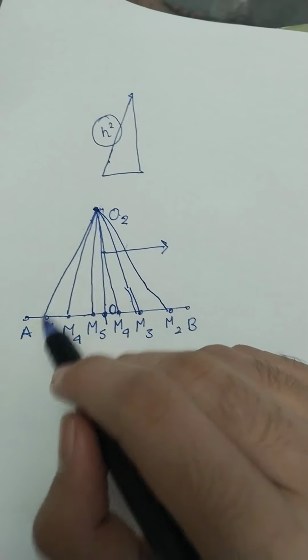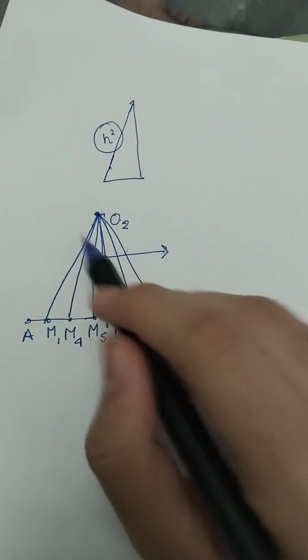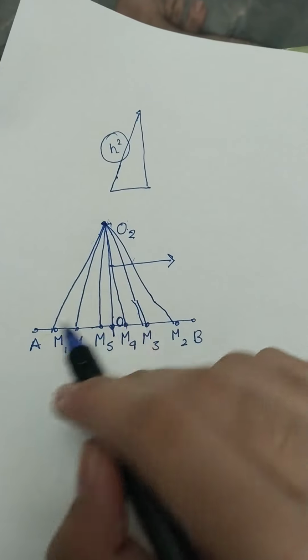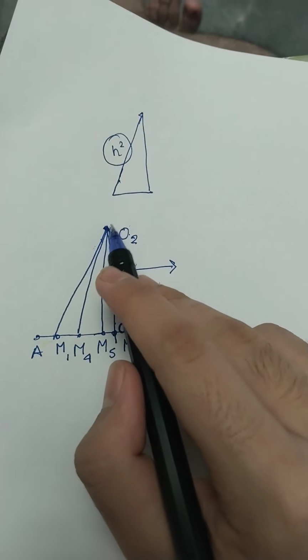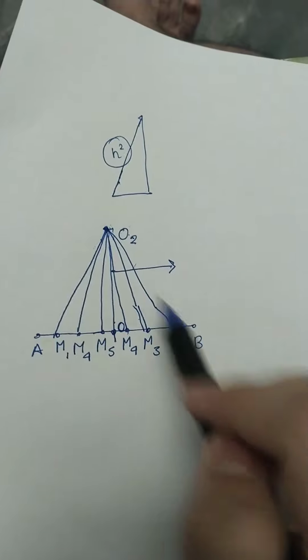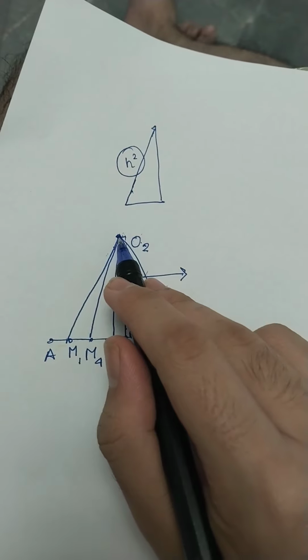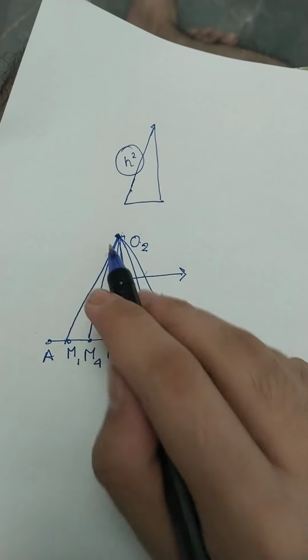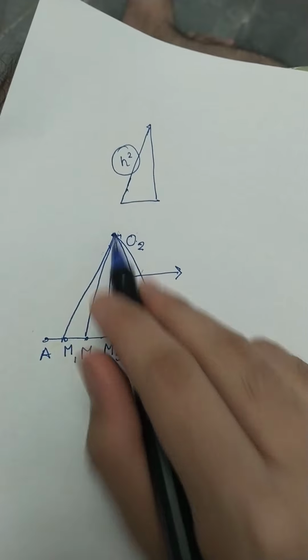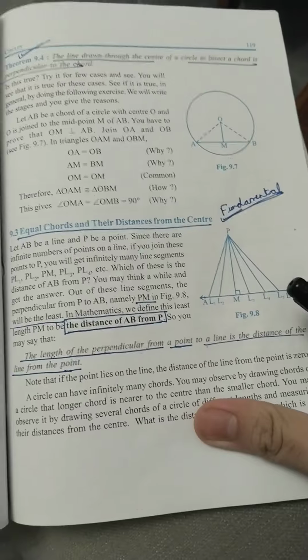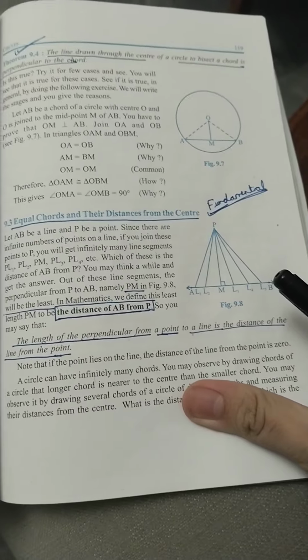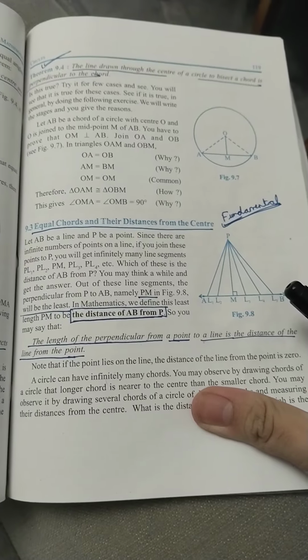Because if we consider all these points as distances, then we won't have a specific distance from the point to the line segment. So we define the shortest distance from this point to the line segment, and it's mentioned in this paragraph, and you can just pause and have a look. It's a very fundamental principle in mathematics, and you should be aware of it.